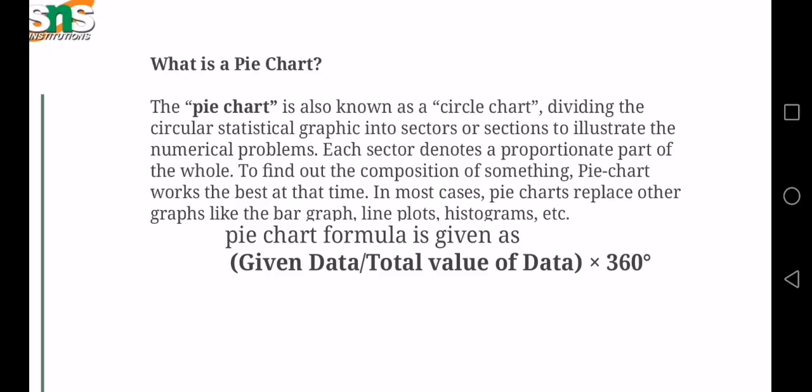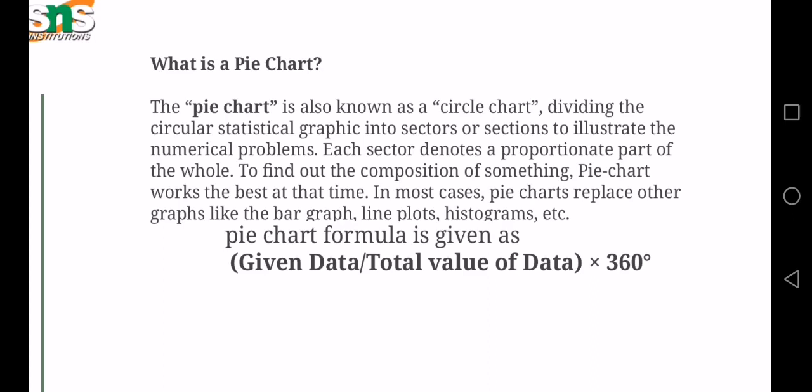What is a pie chart? The pie chart is also known as a circle chart, dividing the circular statistical graphic into sectors or sections to illustrate the numerical problems. Each sector denotes a proportionate part of the whole. To find out the composition of something, a pie chart works the best. In most cases, pie charts replace other graphs like the bar graph, line plots, histograms, etc.